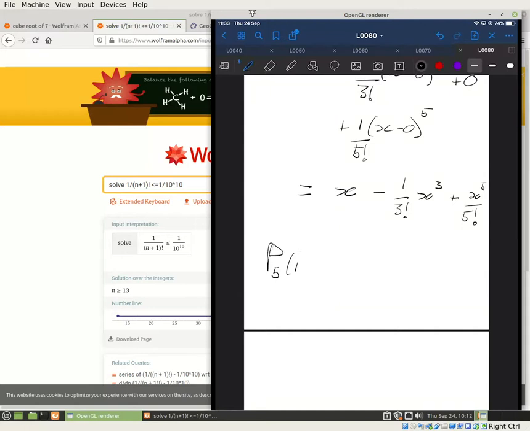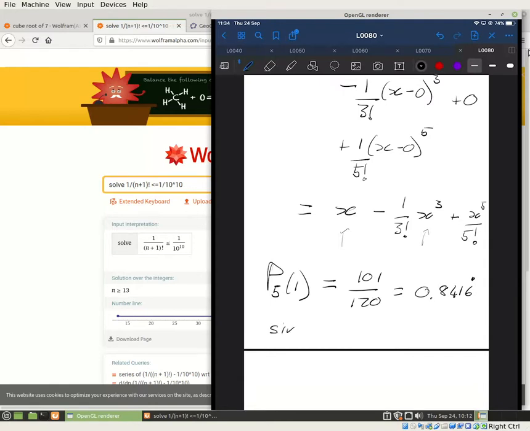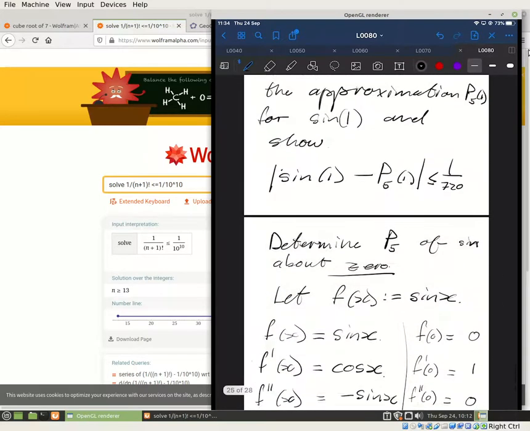And let us work out an approximation for sine of 1. If we just plug in 1 here for the x, what do we get? 101 over 120, which is 0.8416 repeating. So here we have an approximation for the sine of 1. So the sine of 1 is approximately equal to P5 of 1. Okay, so this is the first part of our question.